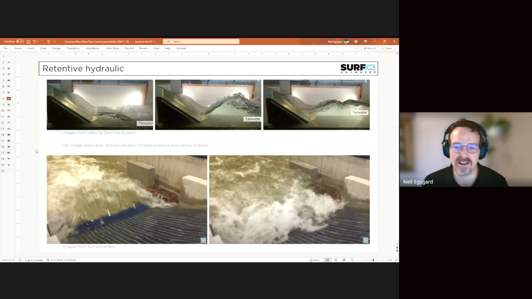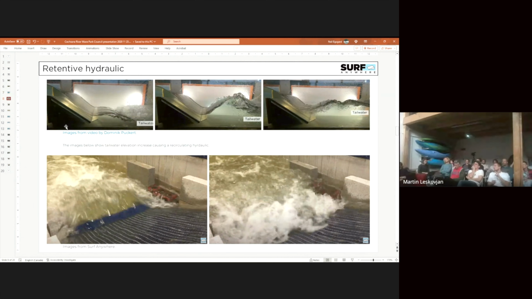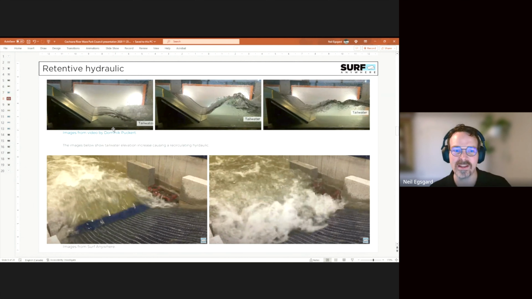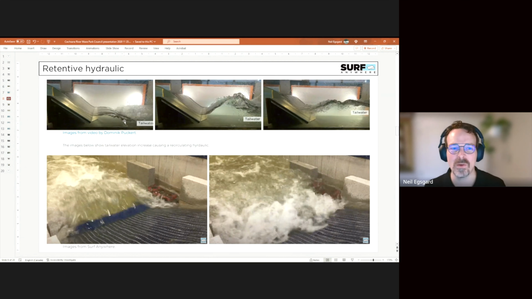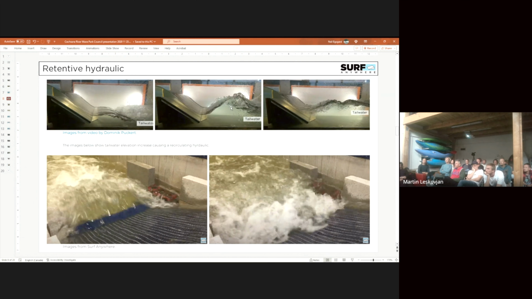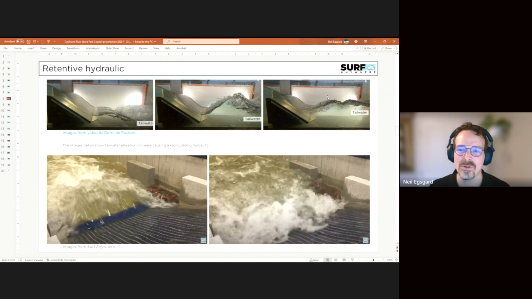So how does this form? What does it look like? This is what happens with tailwater when it increases. These videos are from an excellent video by Dominic Pukert, and it shows how when you have low levels of tailwater, you don't really get a wave. You raise the tailwater up, you get this beautiful max wave, and then as you go higher, the wave breaks down, and you don't have a usable wave anymore.